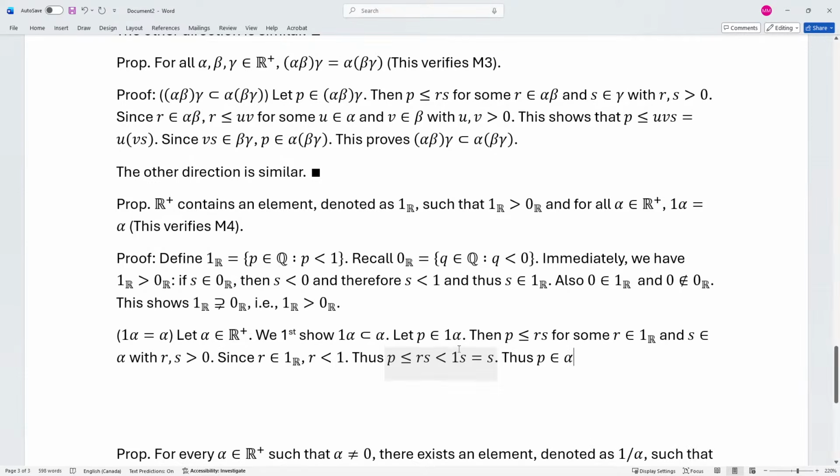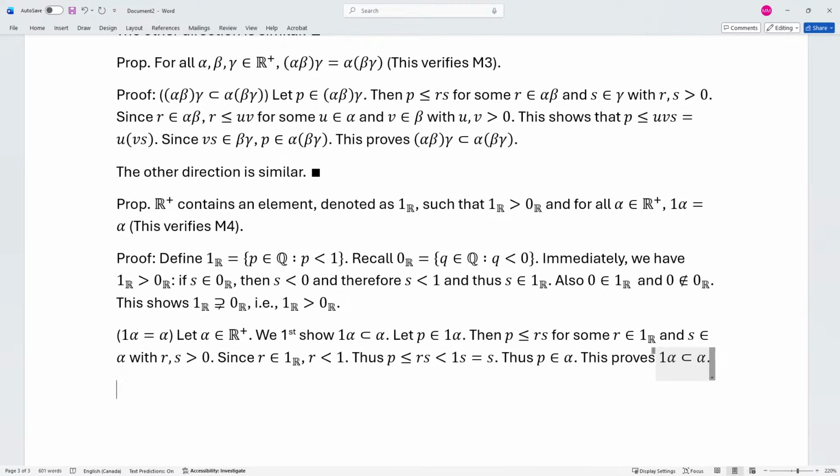This proves P is in alpha. So this completes the element chasing. And the first containment is now proven. Right? So now we need to do the other direction.